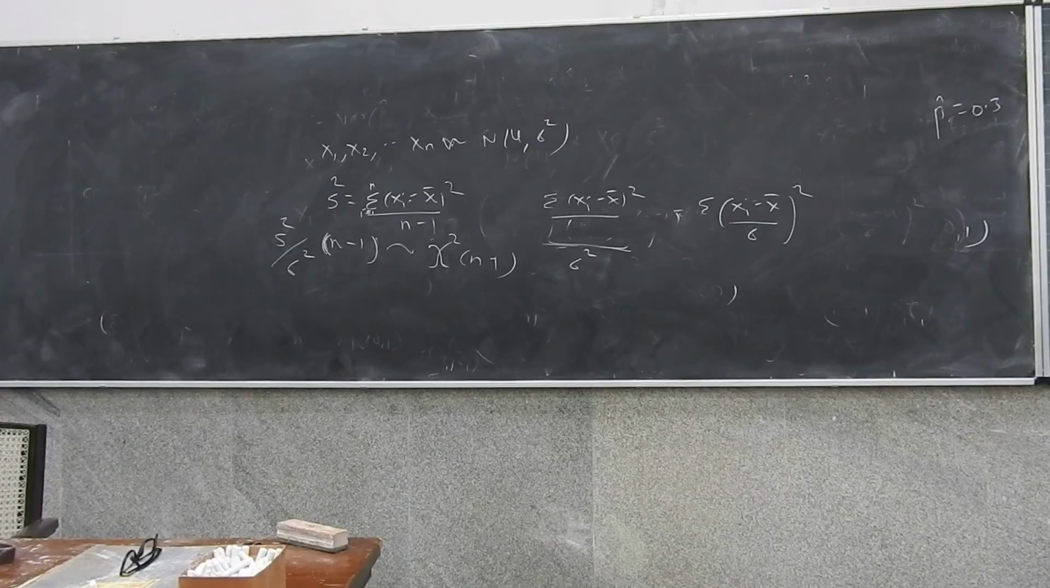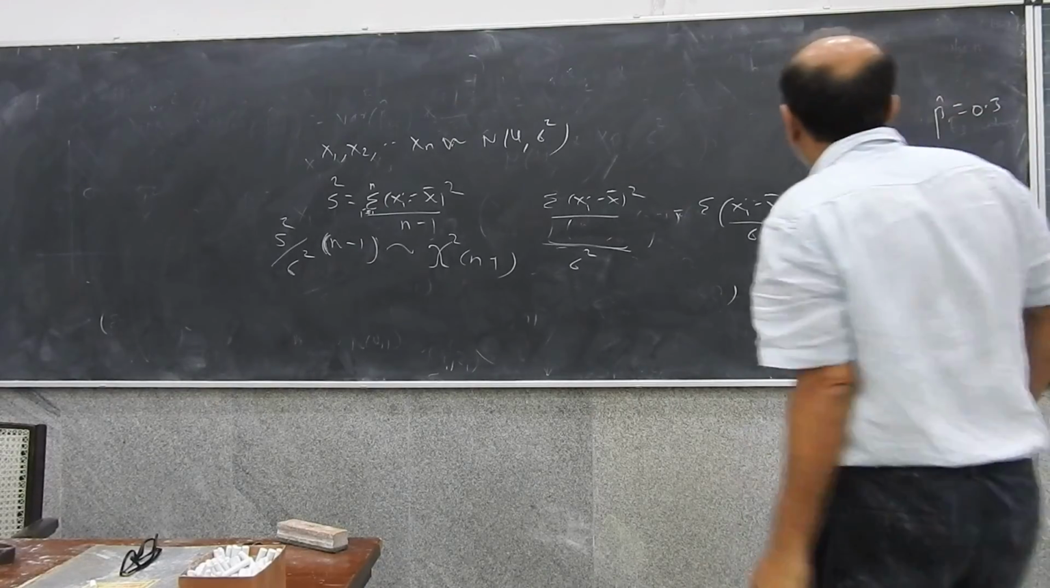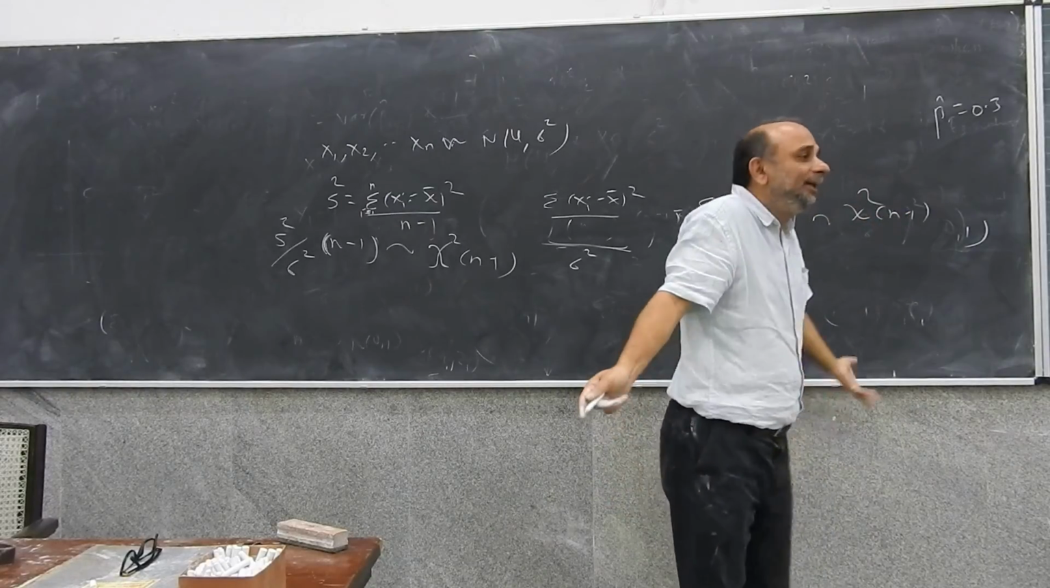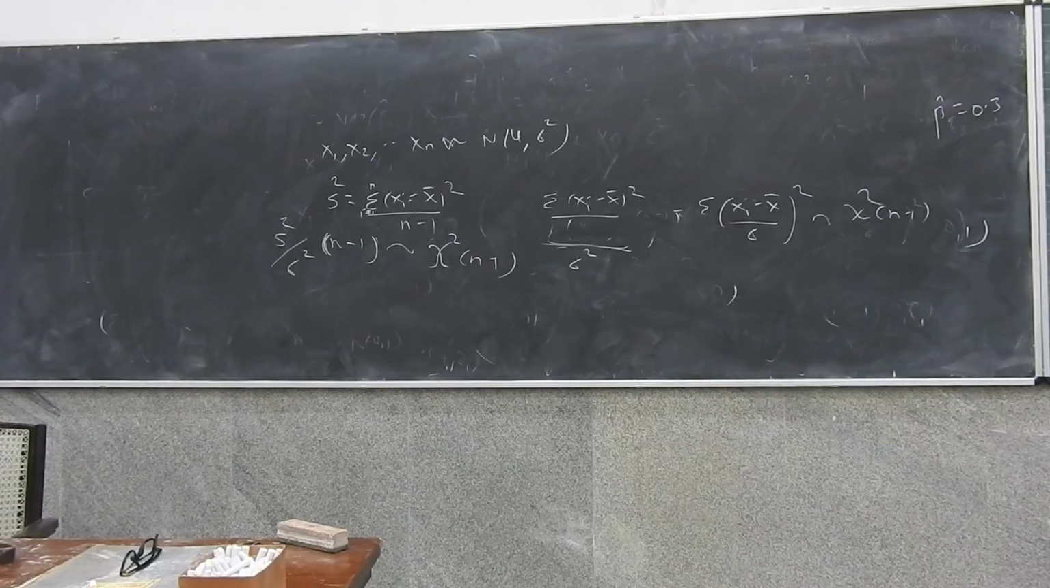n minus 1. How many independent standard normal squares are you adding? n minus 1. Because there is one x bar, so one is fixed. So n minus 1. So this will follow a chi-square distribution with n minus 1 degrees of freedom. As simple as that. Because there are n minus 1 independent standard normal squares there, not n. Correct? Because xi minus x bar.